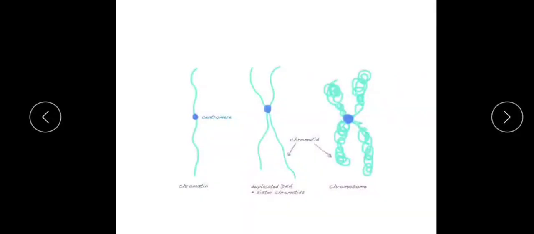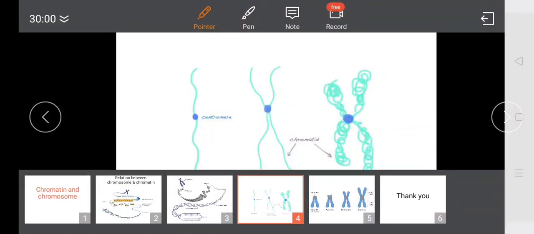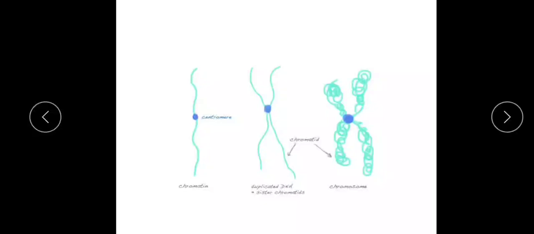So in this slide you can see the exact difference between a chromatin and a chromosome. Chromatin is actually a thread-like structure or thread-like morphology, and here in this figure this is the chromatin, and it has a central point, that is the centromere. When is this chromatin form seen in a cell? Chromatin is seen in a cell when it is in the interphase.